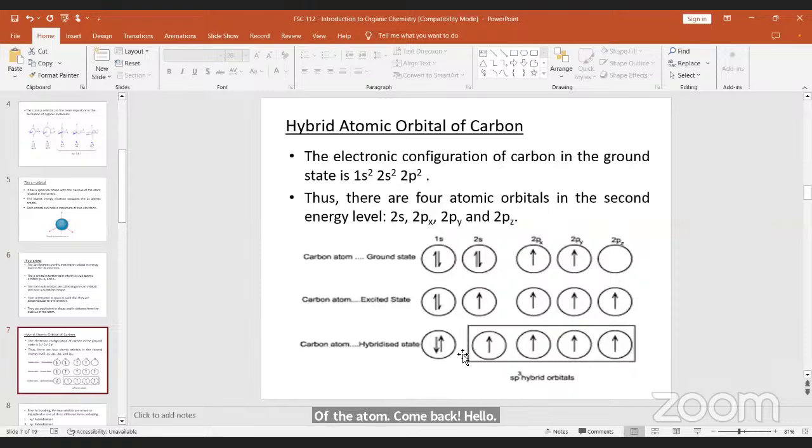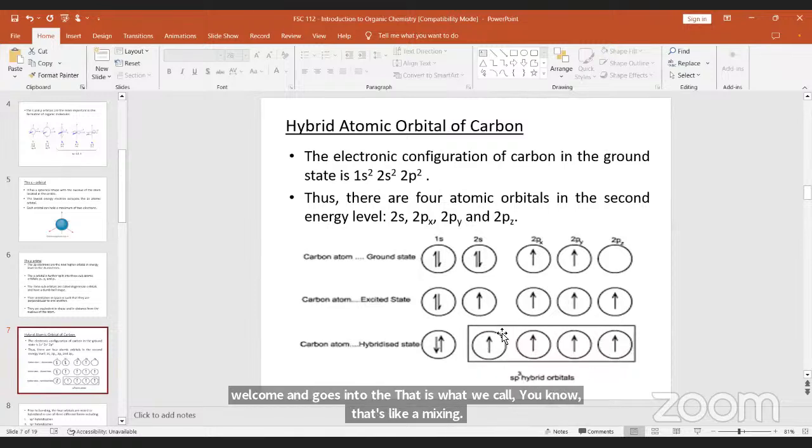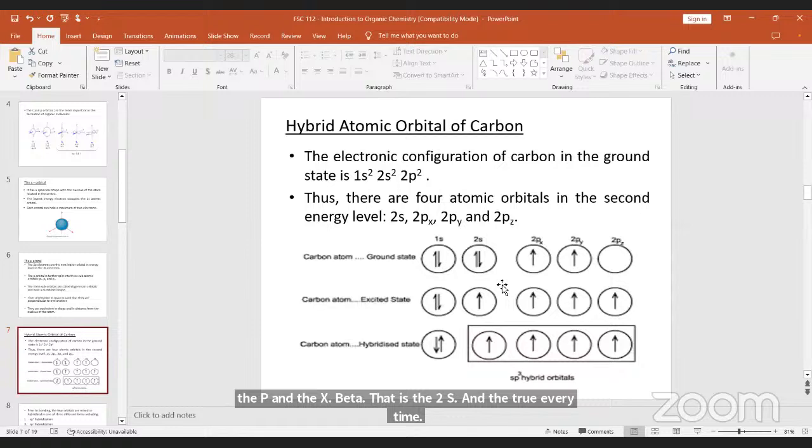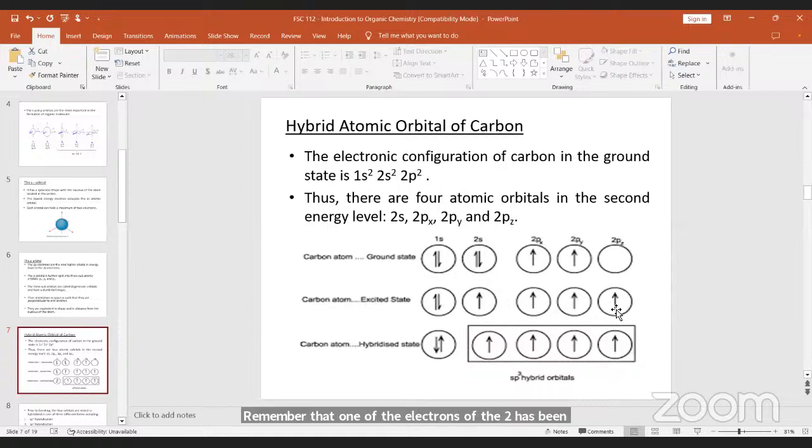configuration of carbon. Therefore, when carbon goes into the excited state, that is what we call hybridization. In other words, there is a mixing of the 2s and the 2p orbitals. Remember that one of the electrons of the 2s has been promoted to the vacant 2px orbital. So they are now equal in energy, so they will now mix up.